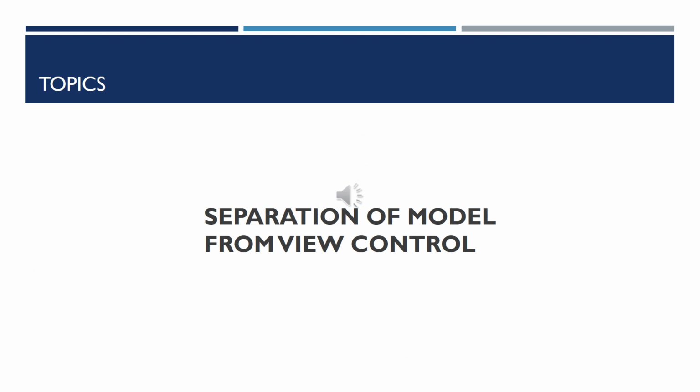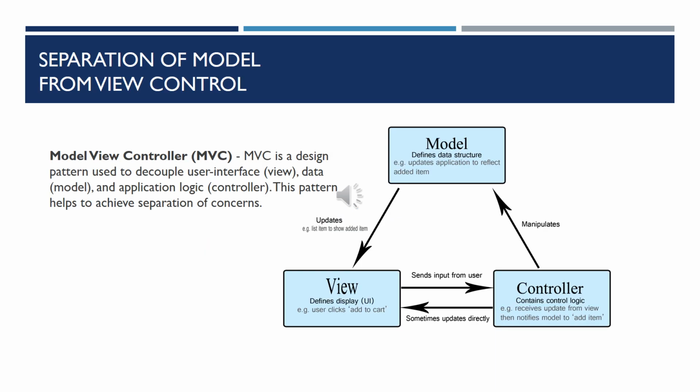So, next topic natin is the separation of model from control. Bago mag-demo ng separation of model, alamin muna natin ang model, the controller, the MVC. The MVC is a design pattern used to help user interface, which is the view, data, which is the model, and the application logic, which is the controller. This pattern helps to achieve separation. So, may problema sa view, sa view lang gagawin. Problema sa model, or sa data, sa model lang gagawin. Kung meron problema sa logic, sa controller lang gagawin.